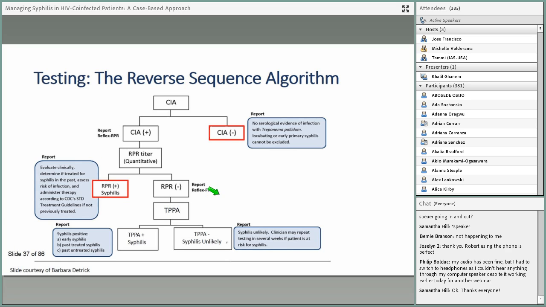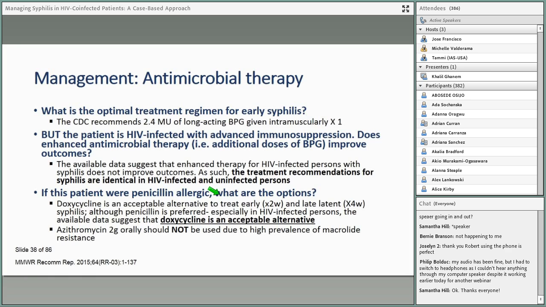On the other hand, if the confirmatory treponemal test, the TPPA, is positive, now you have a positive TPPA, a positive CIA, but a negative RPR, then the patient probably has syphilis, and you have to go back to the patient and get more history. Does the patient have treated syphilis? Does the patient have untreated syphilis? And based on the history, you can decide what to do with the patient.